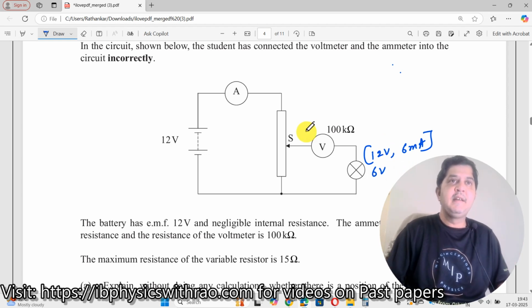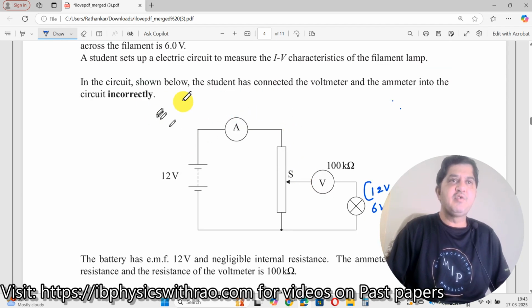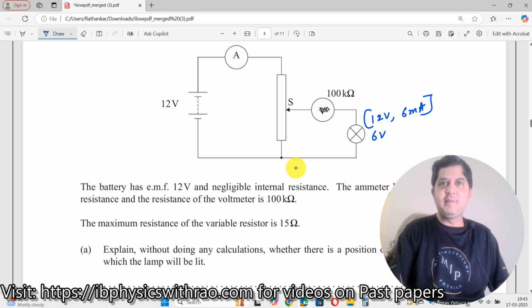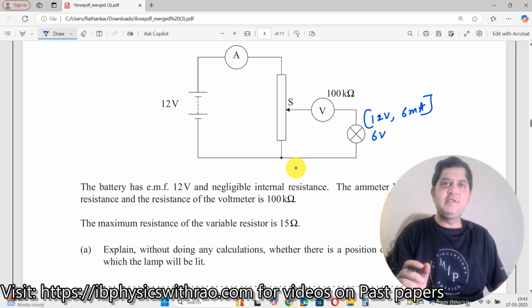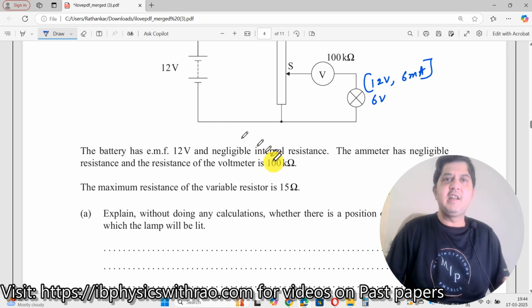In the circuit, the student sets up an electric circuit to measure the IV characteristics. In the circuit shown below, the student has connected the voltmeter and ammeter into the circuit incorrectly. Why is it incorrect? Because the voltmeter is connected in series. You should always connect the voltmeter in parallel over the element. It is connected incorrectly.